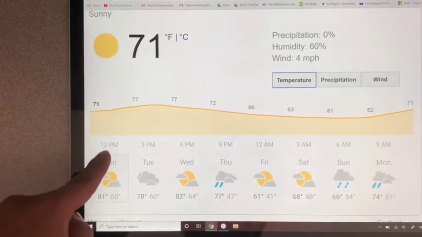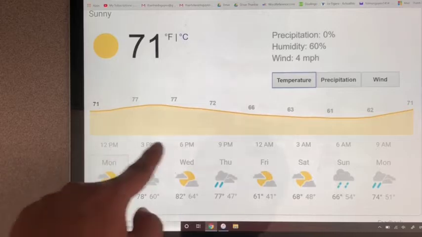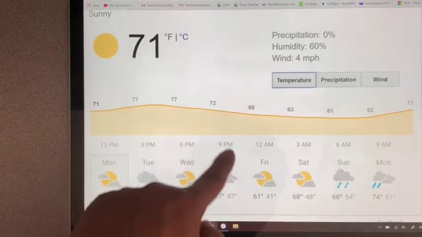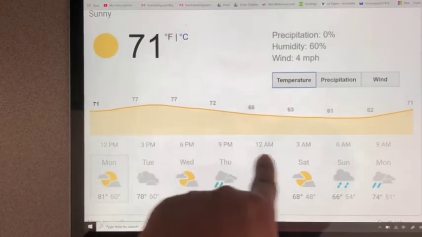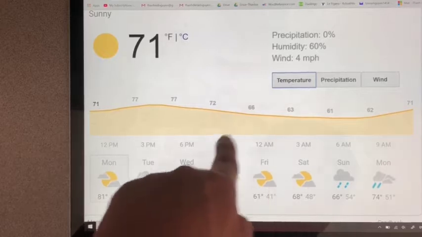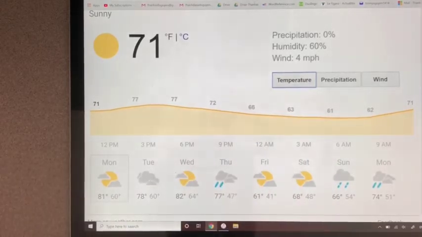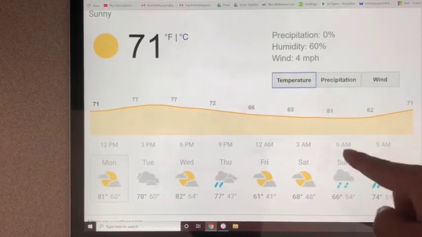And down here we have the times. So right now it's 12 p.m. We have 3 p.m. This is the afternoon. 6 p.m. to 9 p.m. is the evening. Around here, 9 p.m., 12 a.m., 3 a.m. is at night. 6 a.m., 9 a.m. is tomorrow in the morning.